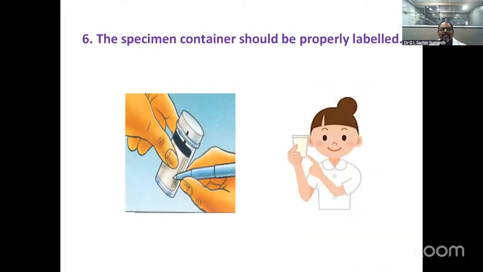And last but not the least, the specimen container must be properly labeled. Many times we receive in the lab just a note stating a swab for culture. We do not know whether the swab is a rectal swab, a throat swab, or a pus swab from an ulcer or some other wound. Proper labeling of the specimen is very important so that we can judge whether the organism that is isolated is a commensal or an actual pathogen in that particular area.